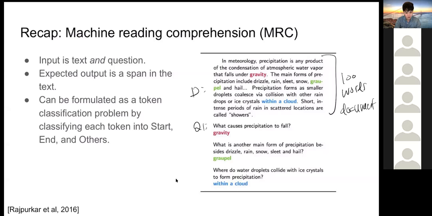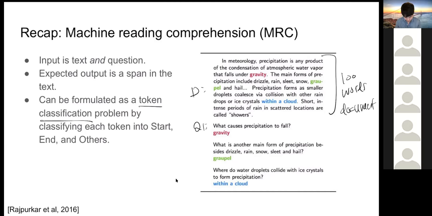Okay, so next, we're given a question and we're trying to answer. We said that this can be formulated as a token classification problem if we know that the answer will be a span, because we can define the beginning and the end of the answer for each token: whether each token is the beginning or the end or nothing of the answer. So in that way, it's clear that MRC can be classified as a token classification problem. Hopefully you remember this.